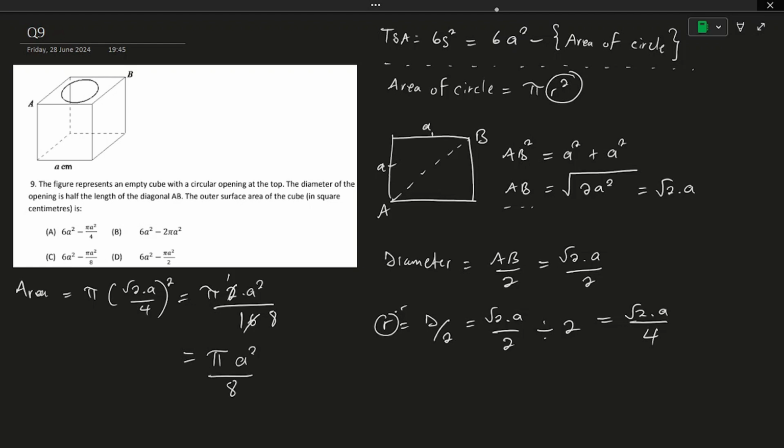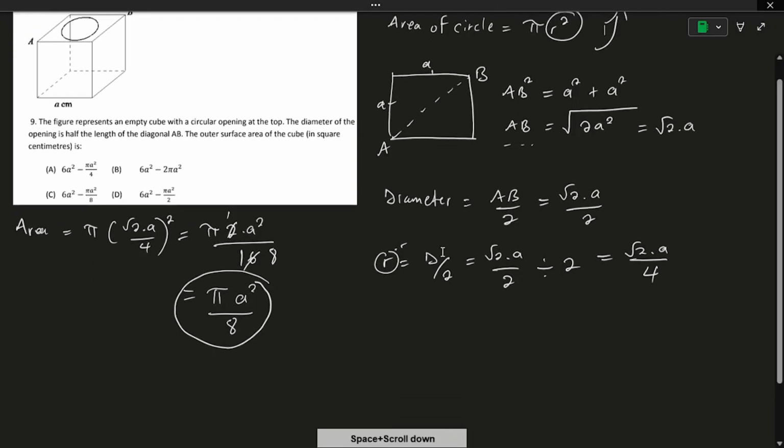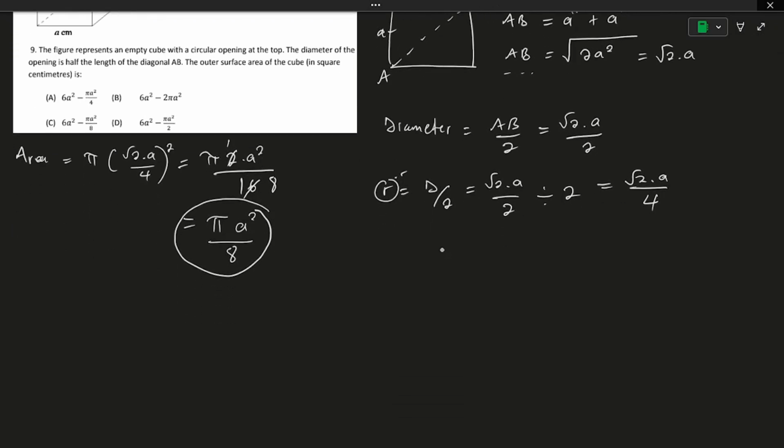So we can take the area of the circle that we found and place it in this to finalize our answer. So to make our answer final now, we can say total surface area is 6a squared minus the area of the circle, which is pi a squared divided by 8. And in this case, our answer is C.